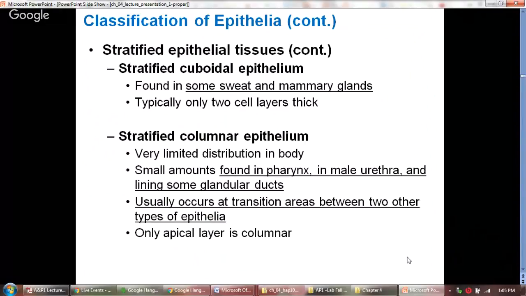columnar epithelium. Only the apical layer is columnar. So in stratified columnar, you would see only the apical layer is the columnar type. The rest would be cuboidal in shape.